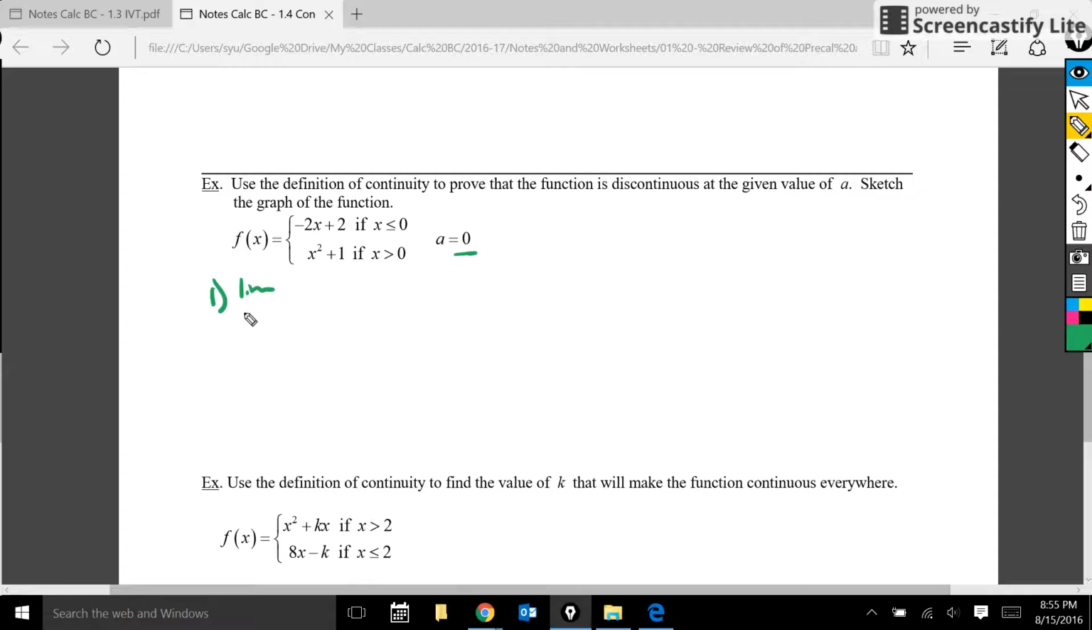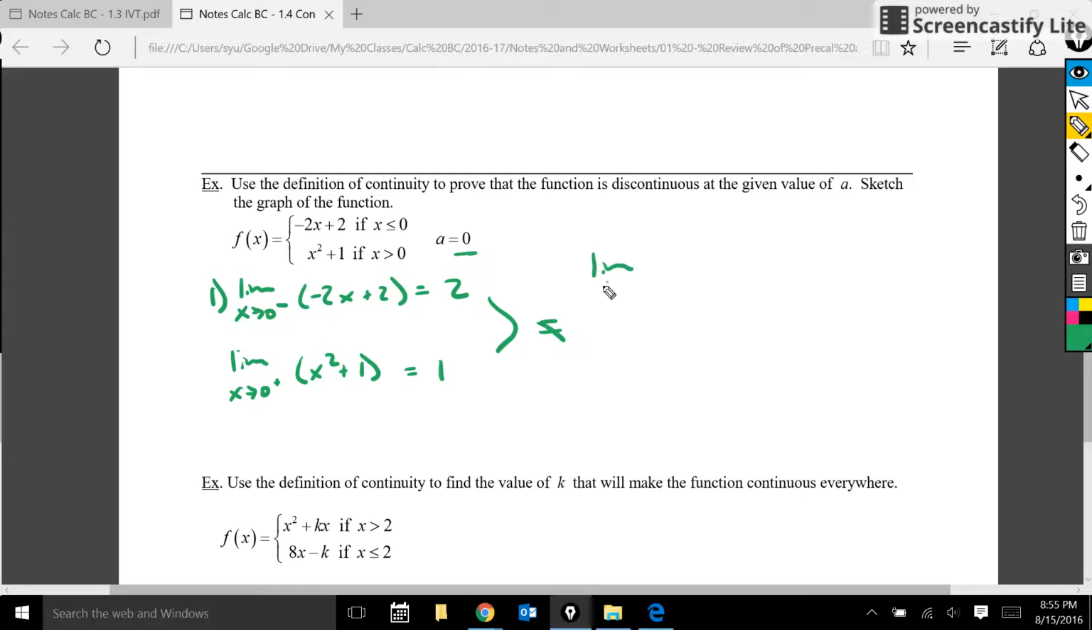So the limit as x approaches 0 from the left, well, that's going to use this top function here. And the limit as x approaches 0 from the right, that's going to use that bottom function. All right, so if I plug in 0, I get 2. If I plug in 0 here, I get 1. These are not the same thing, so my limit does not exist.